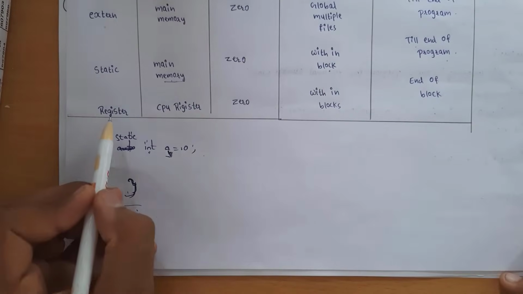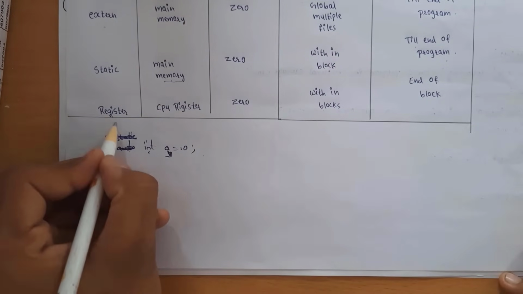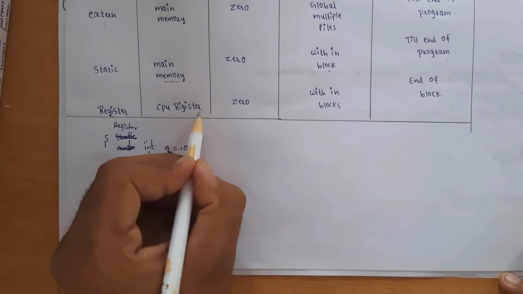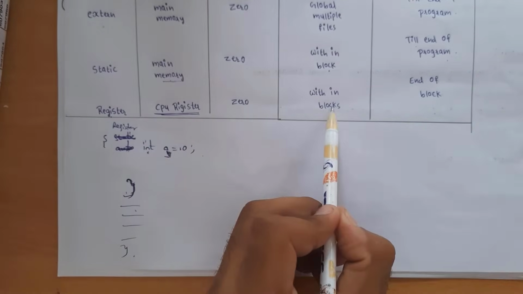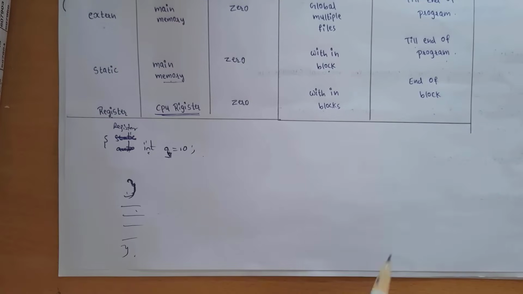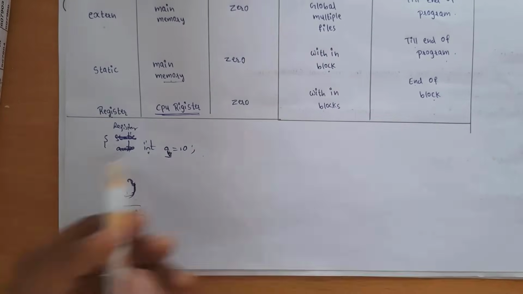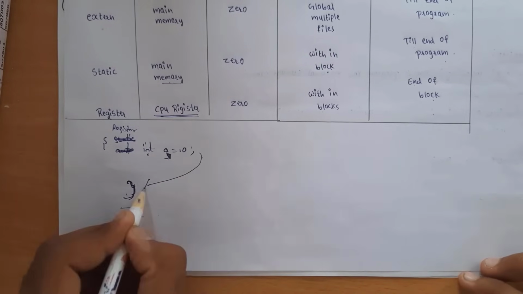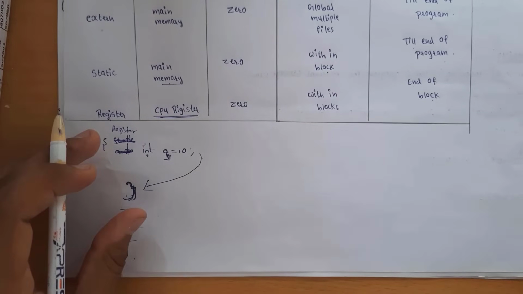And next one is register. In place of static, if you declare register, then this variable a is stored in a CPU register and the scope is within this block. That means I can access this variable a only within this block, and the lifetime is until the end of the block. That means from the variable declaration until the end of this block, this variable will be present.